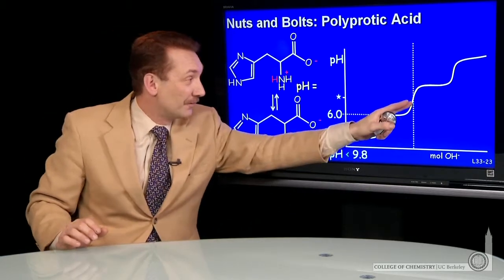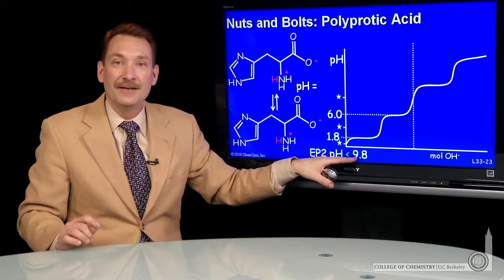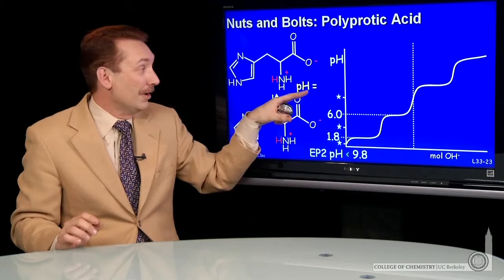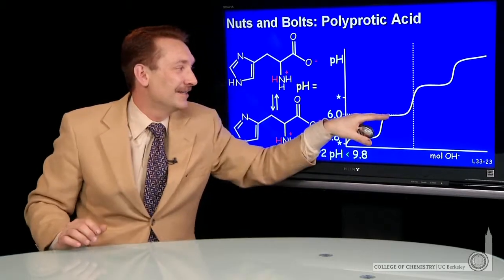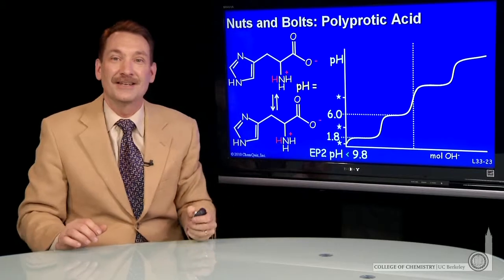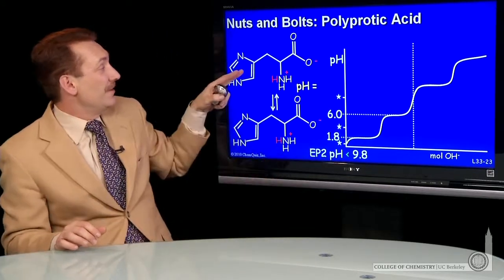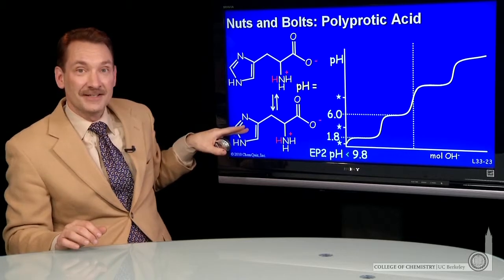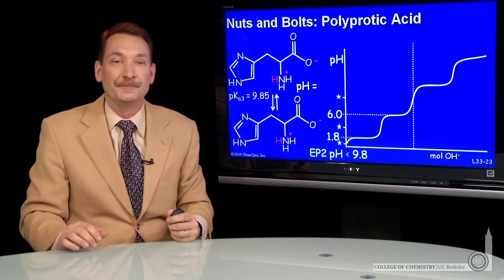So the second equivalence point is going to occur at less than pH 9, but more than pH 6. So somewhere between 9 and 6, the two pKa's, I'll have the second equivalence point. At that second equivalence point, the form in solution is this. That is, the second proton has been completely removed.